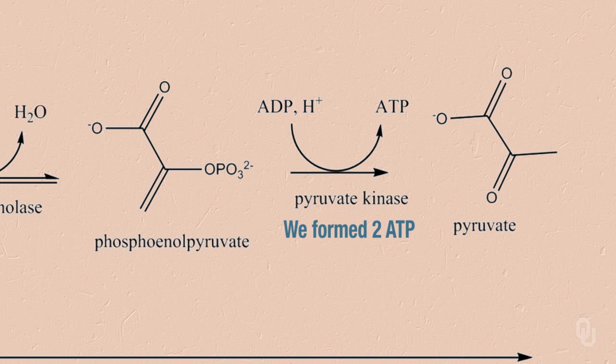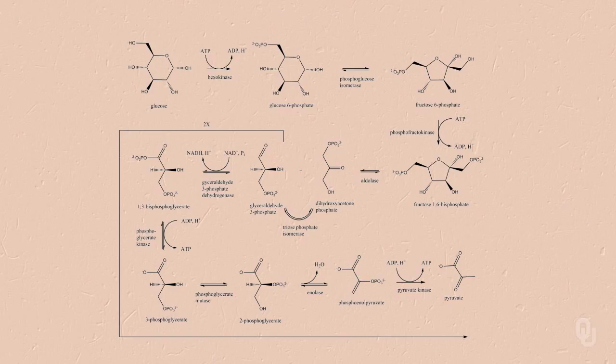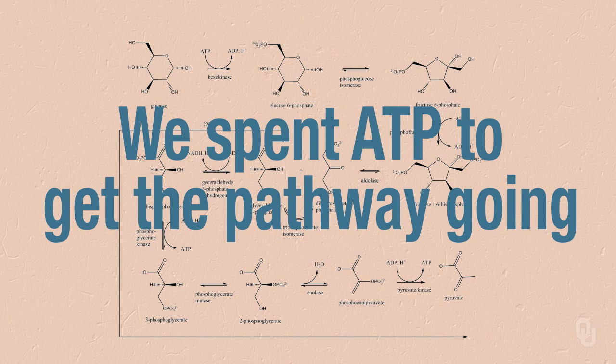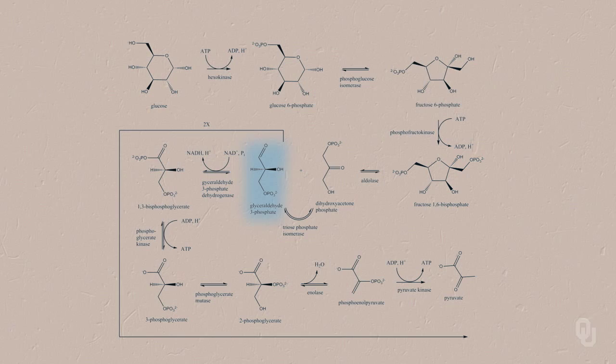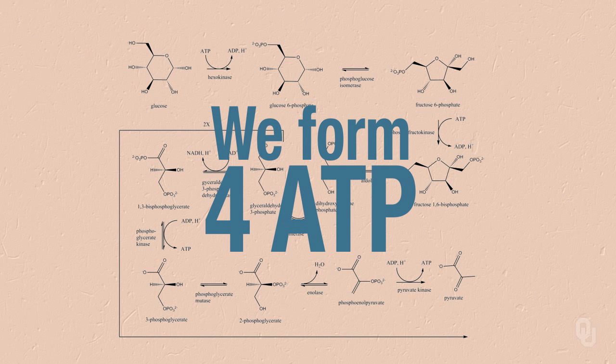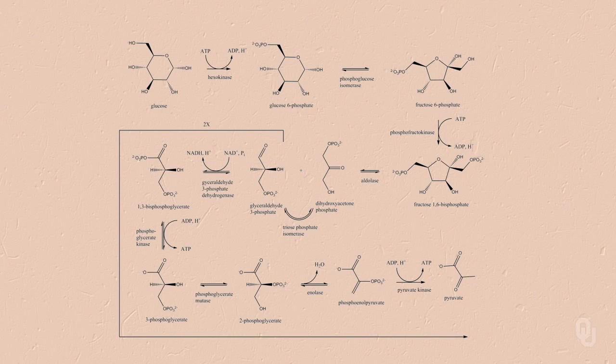So let's take a step back and think about this pathway. We started off by spending an ATP in the first reaction, the hexokinase reaction. Then we had to spend another ATP during the third reaction, the phosphofructokinase reaction. So we had to prime the pump. We had to invest some cellular energy currency, ATP, to get the pathway going. But because everything happens twice from the formation of glyceraldehyde 3-phosphate on, we form 1, 2, 3, 4 ATPs. So we have formed a net of 2 ATPs.